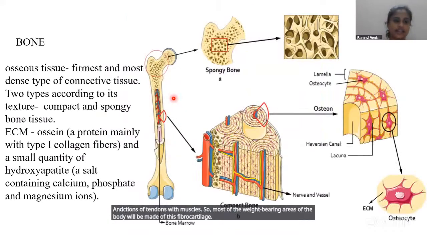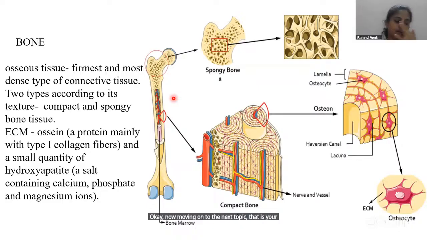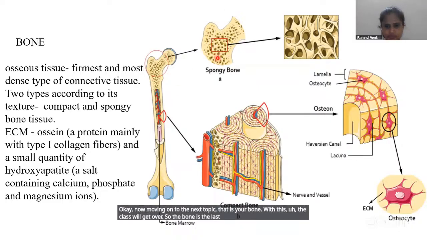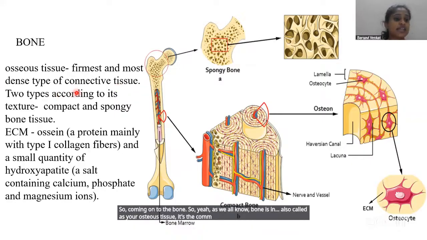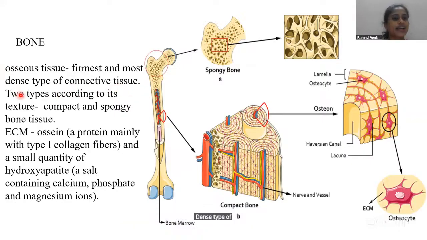Now moving on to the next topic, your bone. With this, the class will get over. So the bone is the last topic. As we all know, bone, also called osseous tissue, is the firmest and most dense type of connective tissue. So again, bone is also a type of connective tissue.